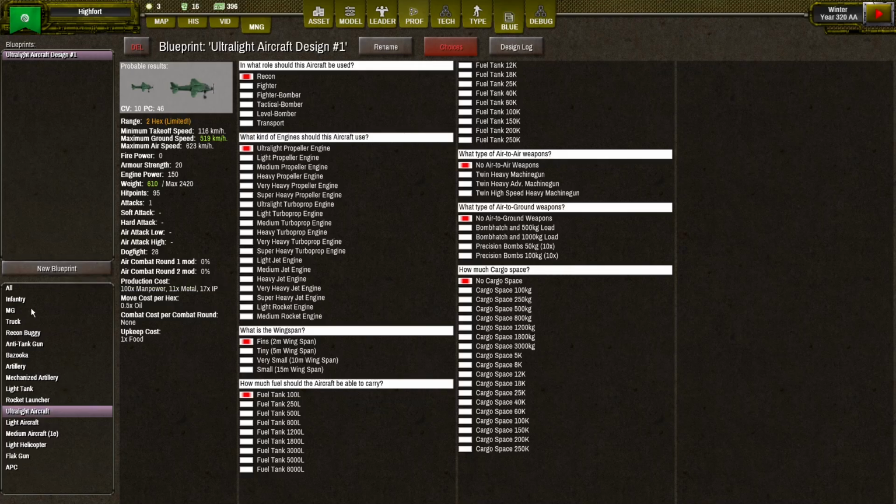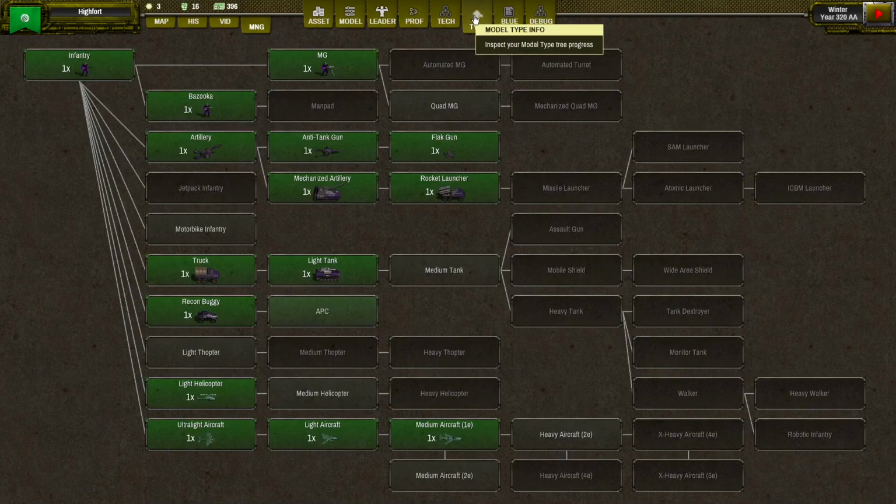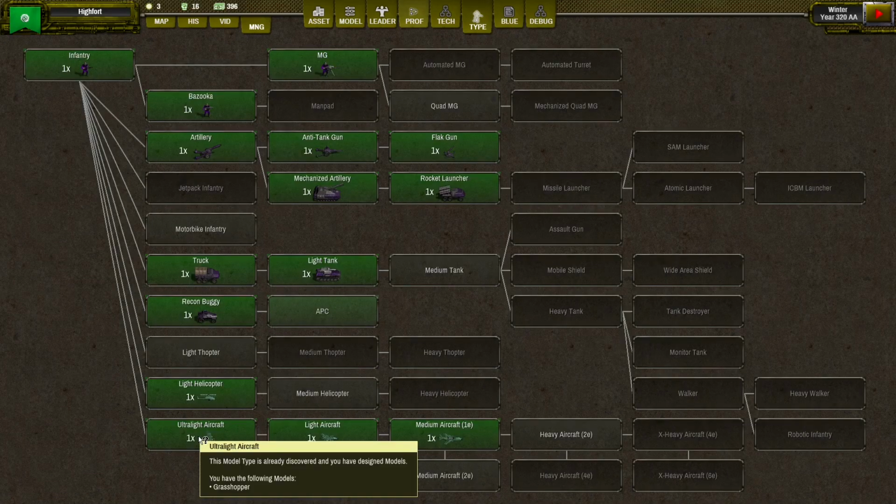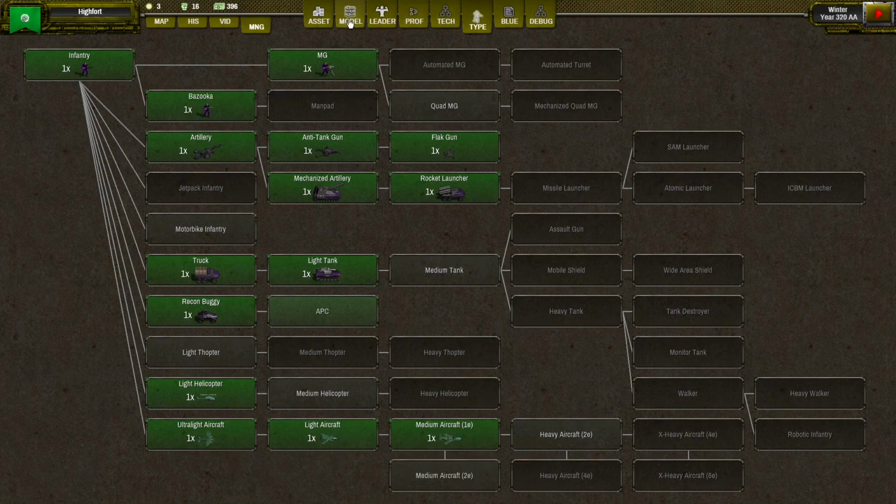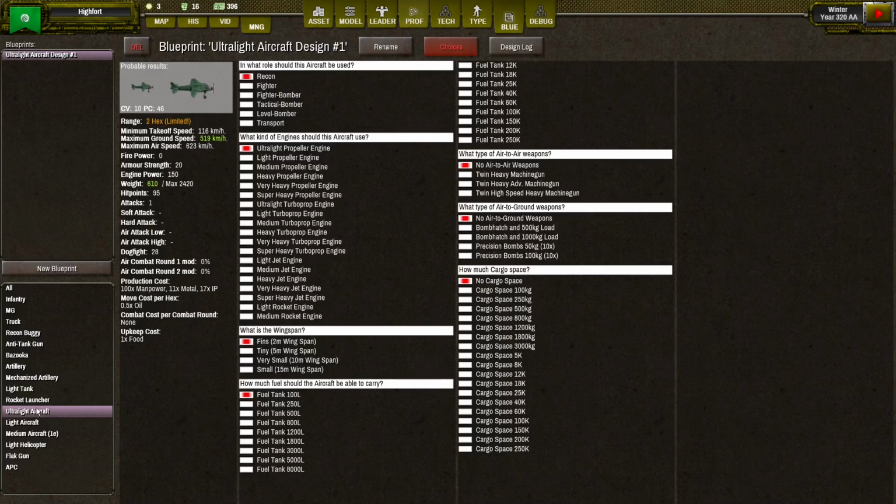You can see that here on the list we'll see all types that we have discovered using our Model Design Council. So I can have ultralight aircraft, light aircraft, medium, and if you go to blueprints, you can have ultralight aircraft, light, medium, and light helicopter. So all types are here, and each type is heavier than the other. So the heavier type means that the airport level should also be higher.